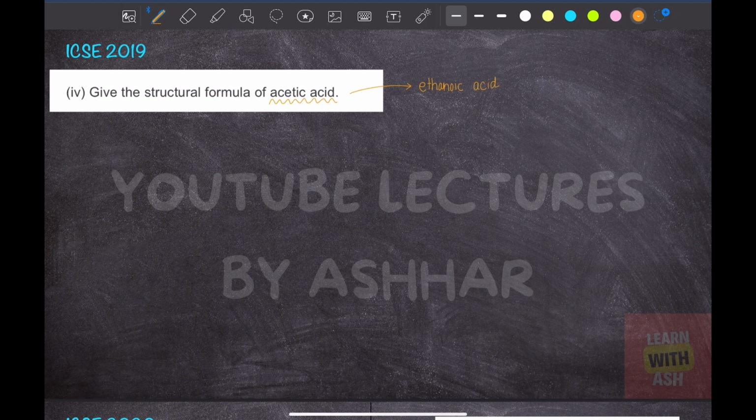If someone doesn't know the IUPAC name of acetic acid, he or she will be losing the marks over here. So we have already done it. Ethanoic acid is simply C double bond O along with OH and a carbon attached to it. The remaining bond will contain the hydrogen atom. So this is the structural formula of acetic acid.